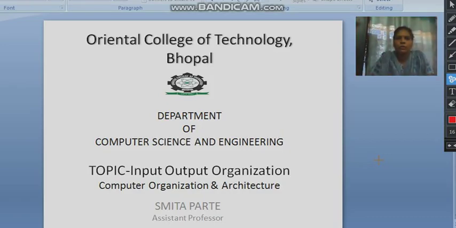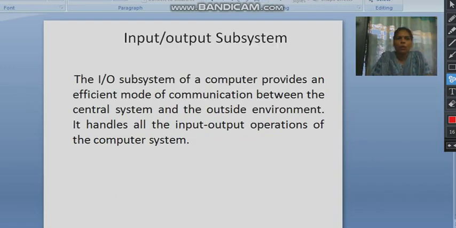Hello students. Today we are going to discuss the topic input-output organization under the subject computer organization and architecture. In an earlier video we also discussed the von Neumann architecture. In that we saw all the components of the von Neumann machine, and the major component was the central processing unit, and other components are also there.